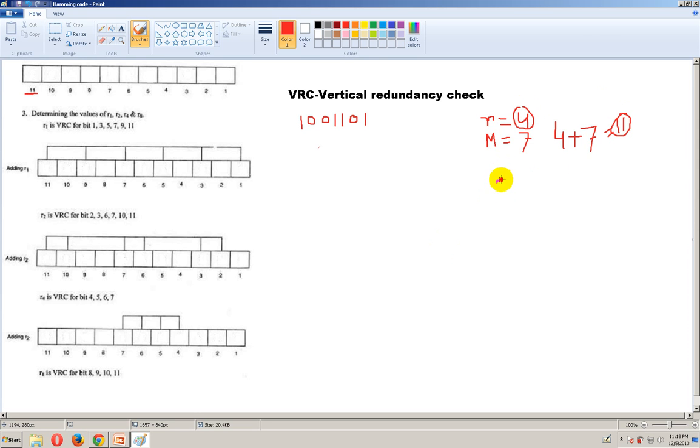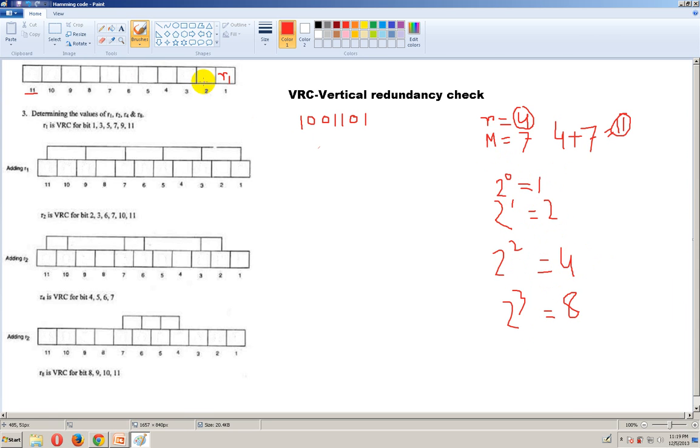Remember the position will start from 2 power 0. So 2 power 0 is equal to 1. That means r1's position is here, so we can put r1 here. Then 2 power 1 equals 2, 2 power 2 equals 4, and 2 power 3 equals 8. So 0, 1, 2, 3 are the redundancy bits, and 1, 2, 4, 8 are the positions of the redundancy bits.